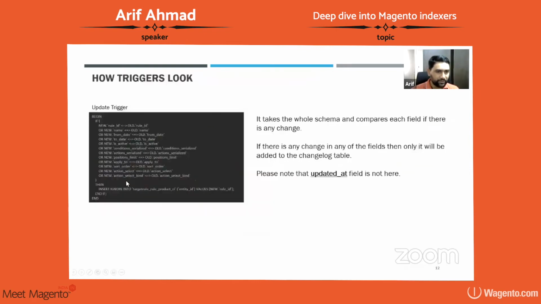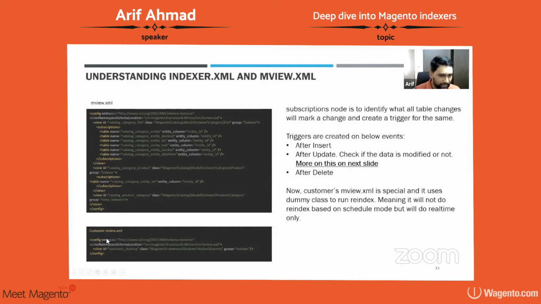Yeah, and sorry, the last one here, if you see mview.xml for the customer. It uses a dummy class. You see, the view ID is customer dummy, and the class is Magento framework indexer action dummy. Why it is done that way is because Magento always does the reindex the moment the customer data is updated, meaning it is always on the fly. It cannot be on schedule, and that's why they are using this dummy class.